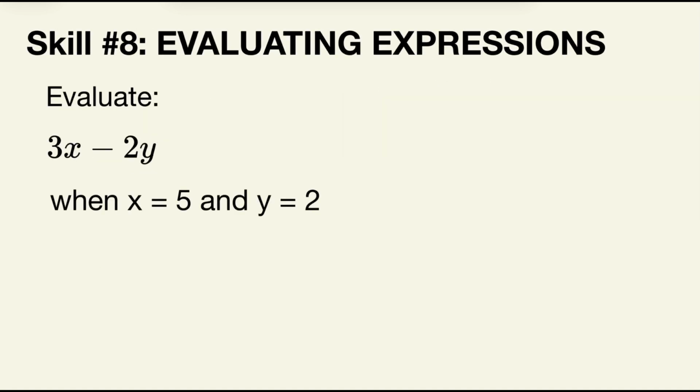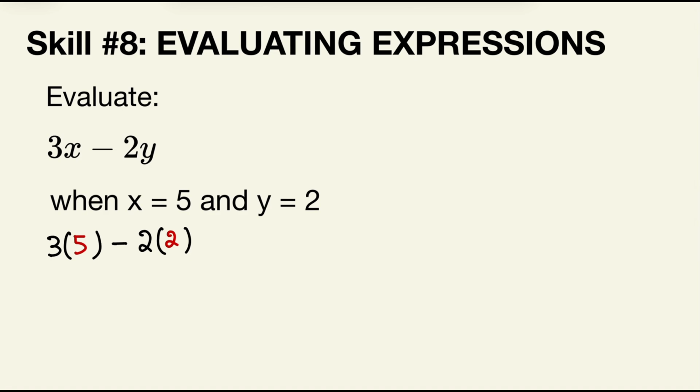Skill number 8, evaluating expressions. Evaluate 3x minus 2y when x equals 5 and y equals 2. Pause the video and try it on your own. So to solve this, we need to substitute the values. We see that x is given to us as 5 and y is given to us as 2. Let's go ahead and do that. 3 times x is 5. Bring down your minus. 2 times y is 2.